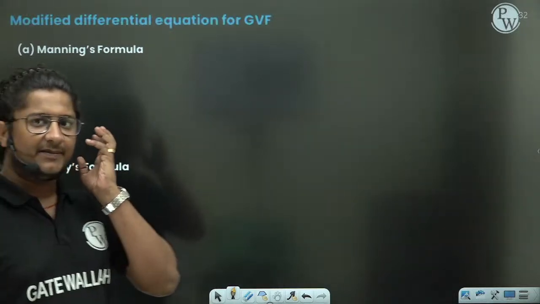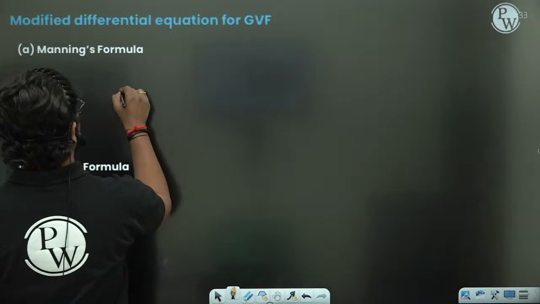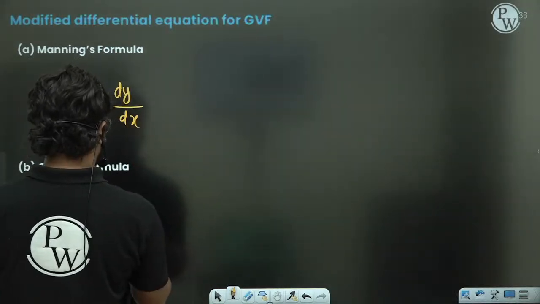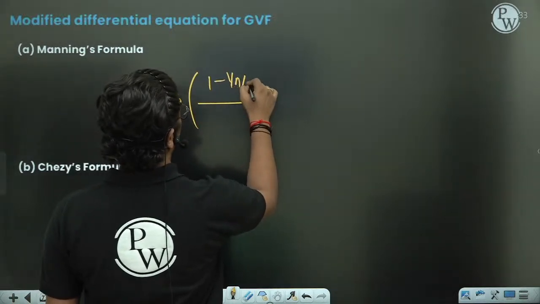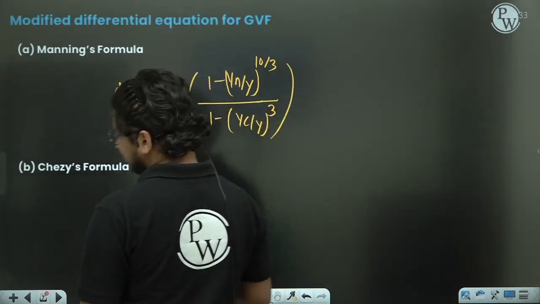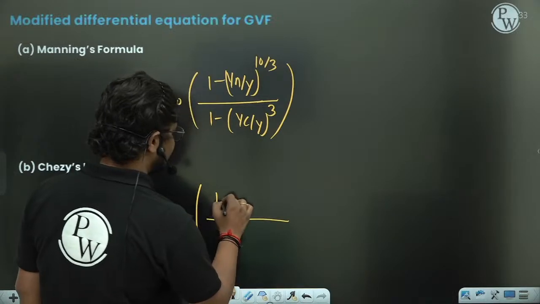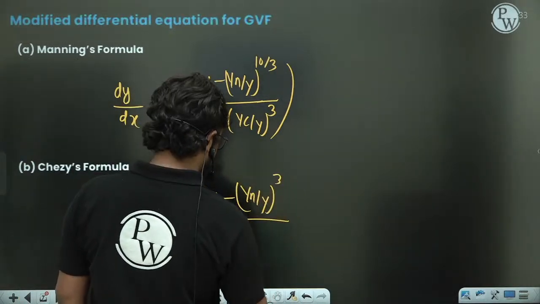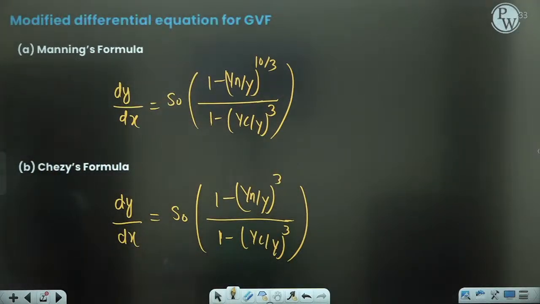Now the first thing we need to understand is that after getting the dynamic equation for GVF, we also have two equations given by Manning and Chezy for the same dy/dx, and these two equations we call the modified GVF equations. In Manning's form, dy/dx = S0 (1 - (yn/y)^(10/3)) / (1 - (yc/y)^3). In Chezy's form it is similar, but there is a small change: it is (yn/y)^3 and (yc/y)^3. So there are only minor differences between both formulas, and this is what we call the modified differential equation of GVF. It is a very, very important formula for us.